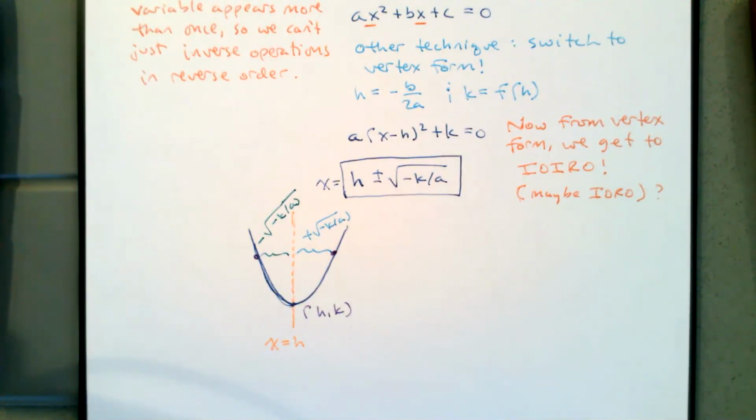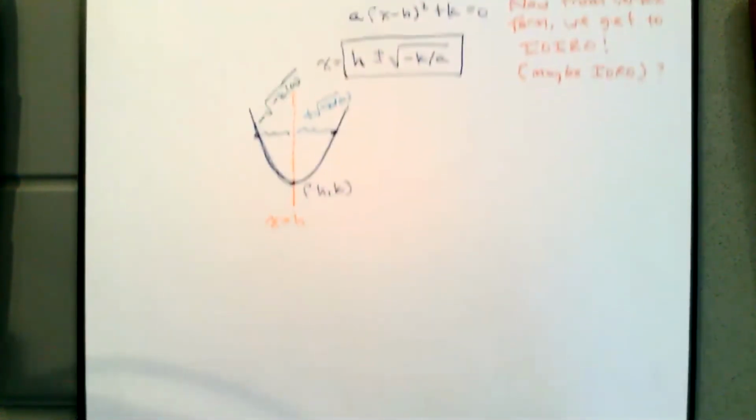Furthermore, if k is equal to 0, that means the vertex is sitting on the x-axis. And so we'll just have one solution, but there'll be two copies of it because it'll be an x minus h squared, and then it'll be plus and minus nothing. So that means the vertex is sitting on the x-axis. So that gives us all those possibilities.